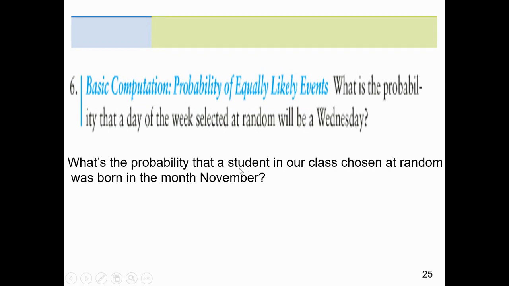All days have 24 hours. All months don't have the same amount of days. You're more likely to be born in a month with 31 days than you are in a month that has only 30 days.